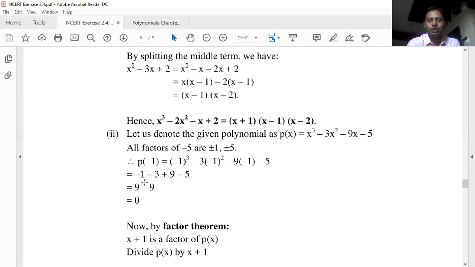9 positive and 5, 3 and 1 negative. So 1 plus 3, 4, 4 plus 5, 9. This is 9 negative. 9 minus 9 will give you 0. It means p of minus 1 is 0. It represents x plus 1 is the factor of the given polynomial.